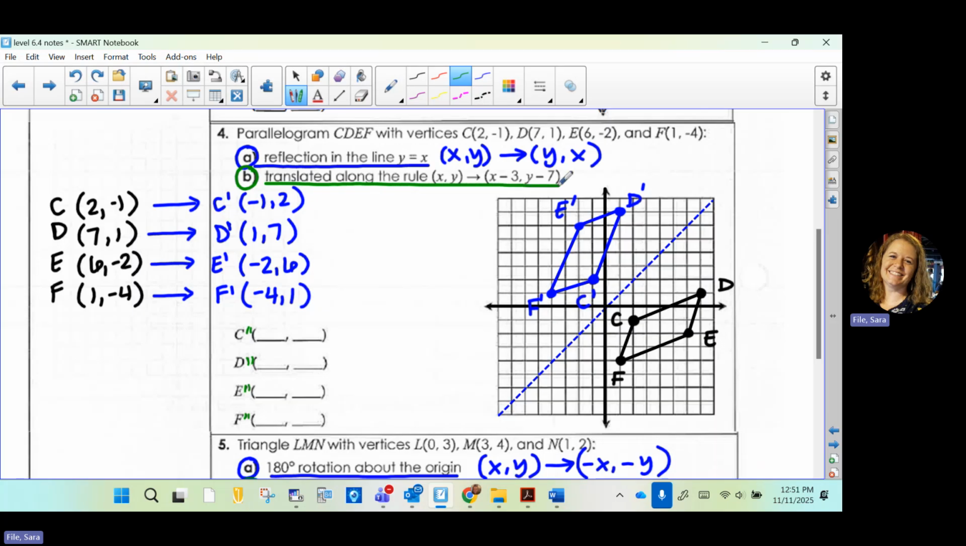I'm sliding. So sliding left 3, because x minus 3, x is left or right, and since it's negative, it's left. Y is up and down, so since it's negative, it's down. So I'm going to slide each of those points left 3, down 7. You can pick whichever one you want to start with. So if I start with F here, I'm going to go left 3, down 7.